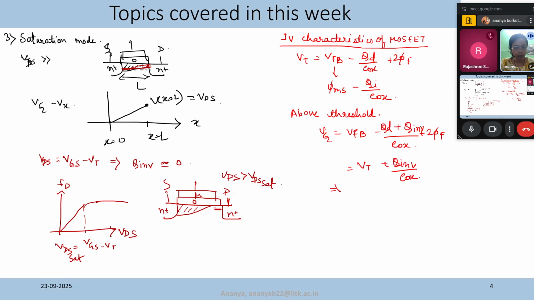So what are my inversion charges? Minus COX times VG minus VT.